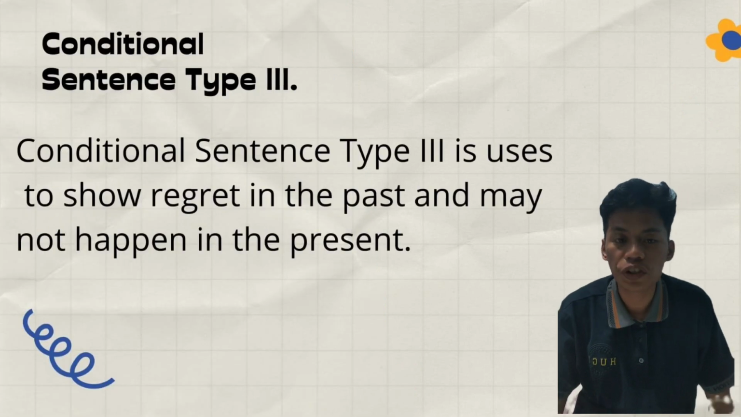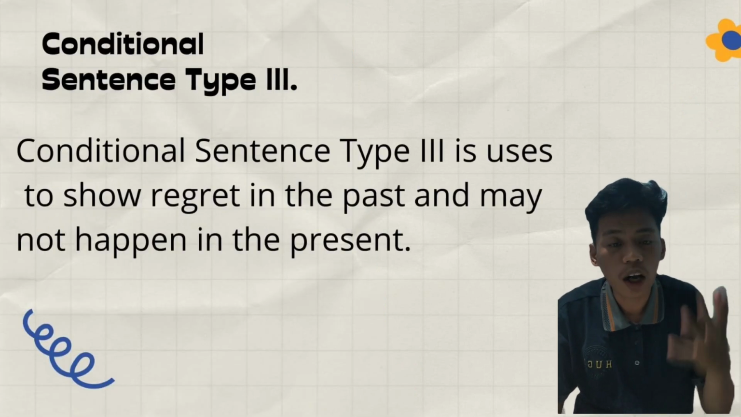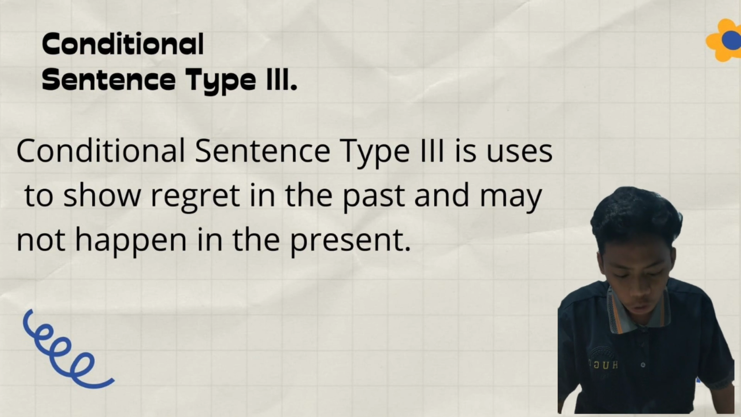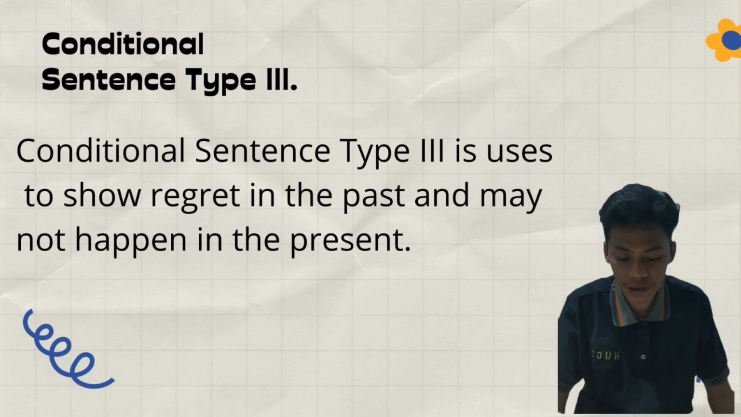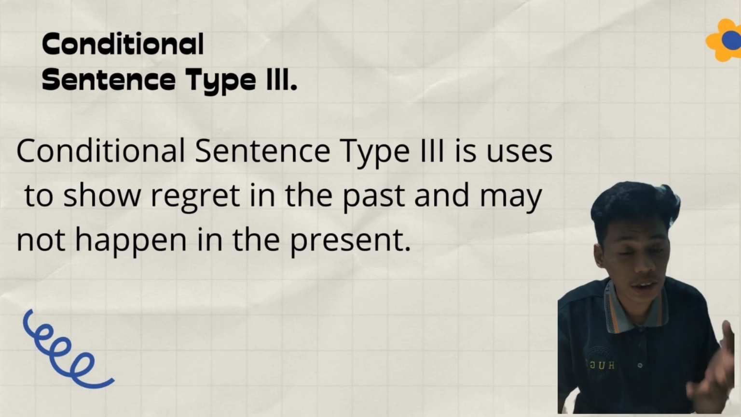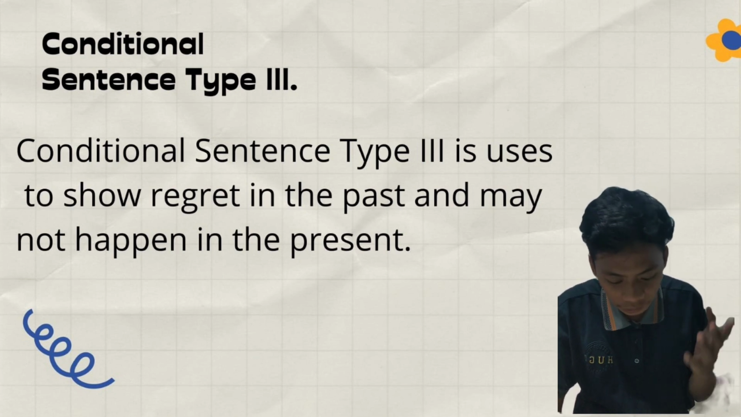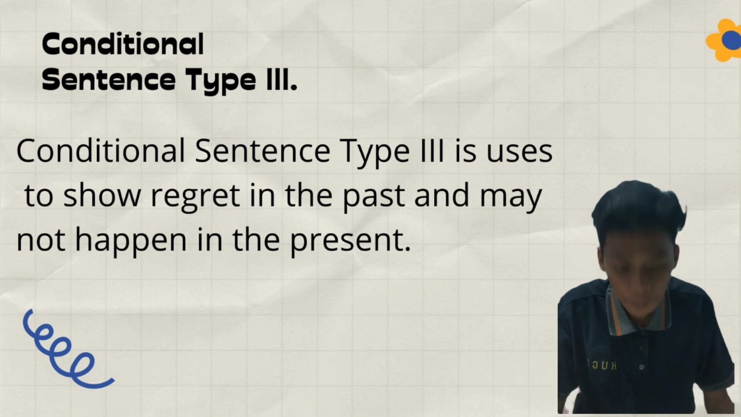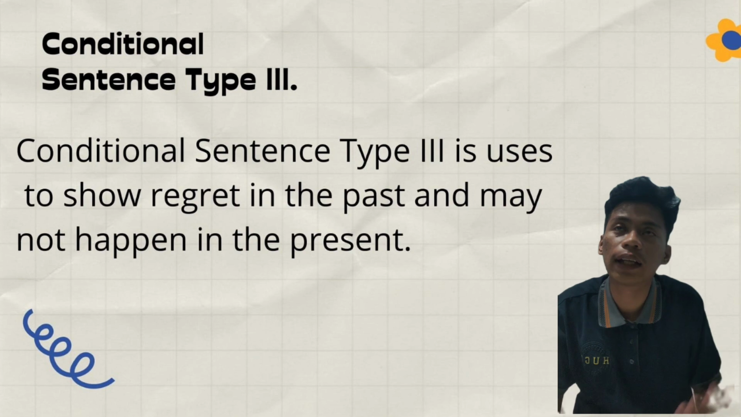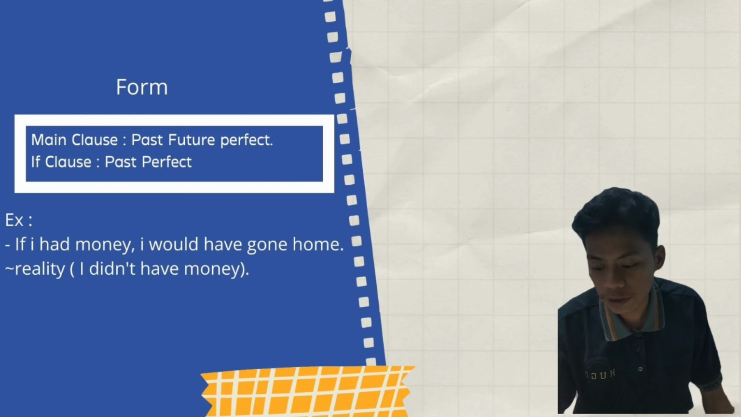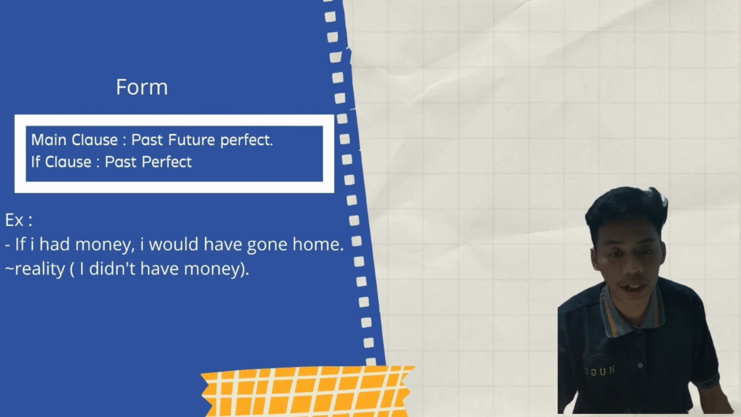Next is conditional sentence type 3. Now we will learn the definition of conditional sentence type 3. Conditional sentence type 3 is used to show regret in the past, and it may not happen in the present. It means it shows someone's regret and it did not happen in the present. The form of conditional sentence type 3 is: main clause using past future perfect and if clause using past perfect.